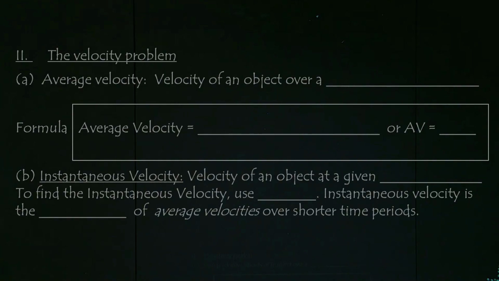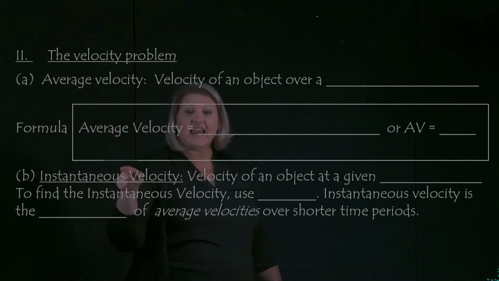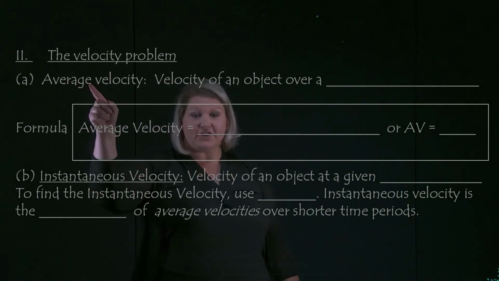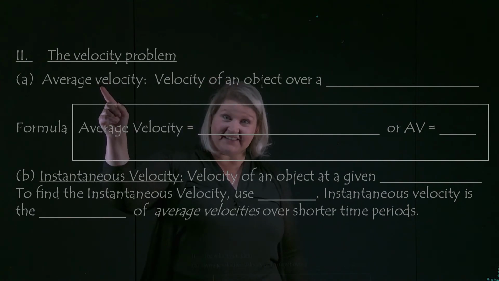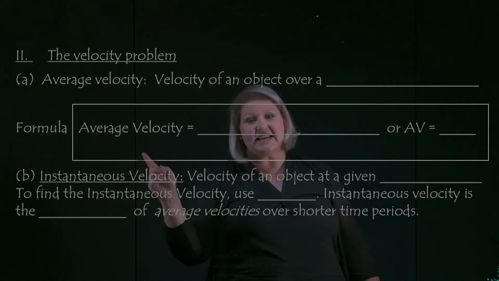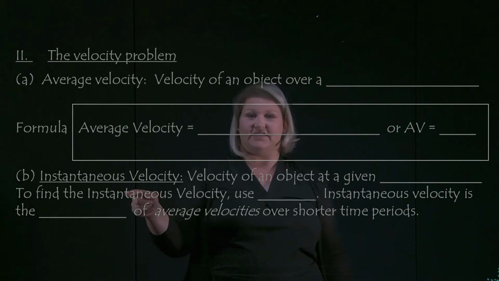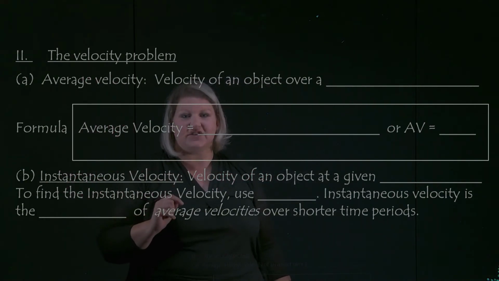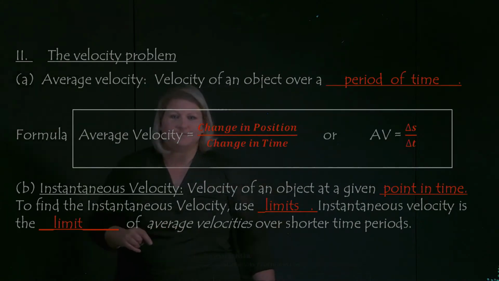Now we're going to look at the velocity problem. We're going to start off by looking at both average velocity and instantaneous velocity. Think of the average velocity as the secant, and think of the instantaneous velocity as the tangent, okay? Average is the secant, instantaneous is the tangent. Let's fill in the blanks.